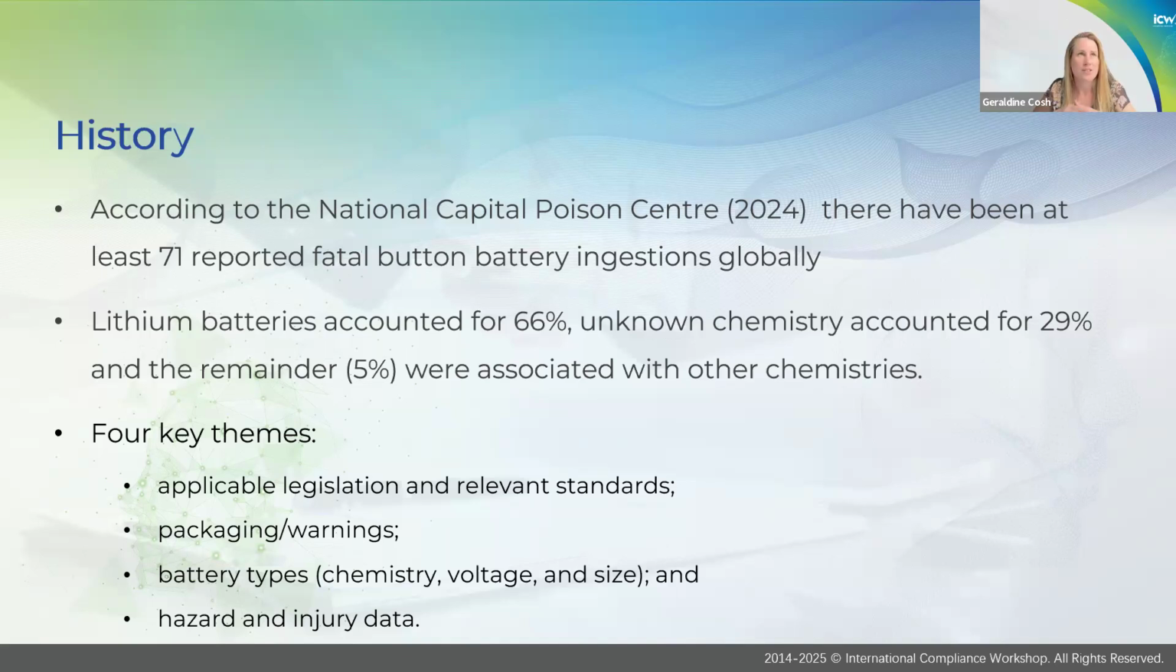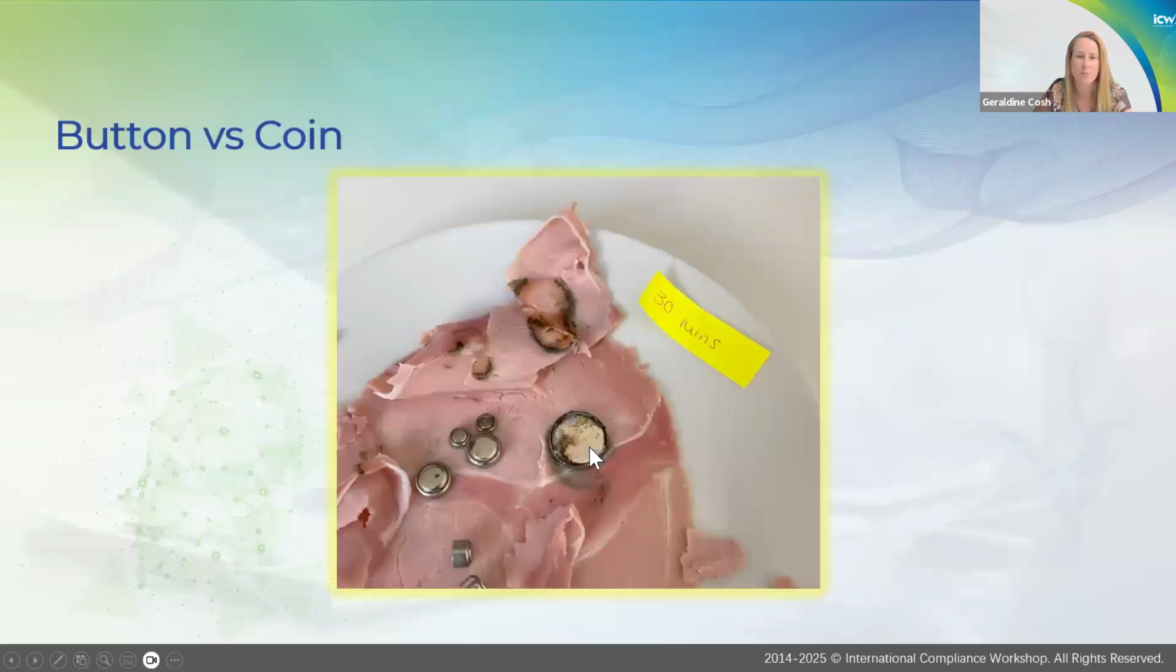So the lithium batteries accounted for 66% of the ones that they know about, 29% for the remainder were unknown chemistry, and 5% were other chemistry. So this is the challenge, and it tends to be because of the size and the shape and where they become stuck, they can be incredibly hazardous. So when they stay there and the chemical reaction happens, that's where the fatalities can happen.